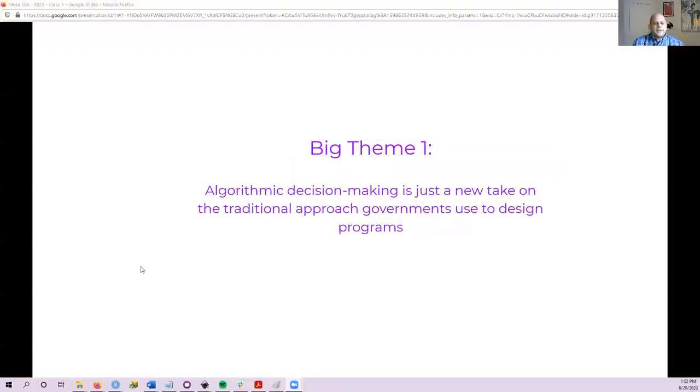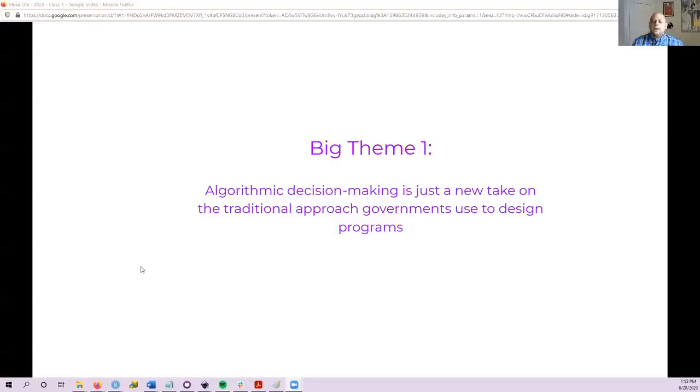And you can think of a number of reasons why this was a failure, but what I would like to impress on you and have you put in your pocket for the course of this class is that algorithmic decision-making, using data to make decisions, is just a new take on the way that governments traditionally design programs. And I know that that's a very loaded sort of sentiment or statement that we'll get into a lot. But any program in government, there's some mechanism for deciding who gets access to a resource or how. Algorithmic decision-making is not much different than that. It is different, but it is the same role.